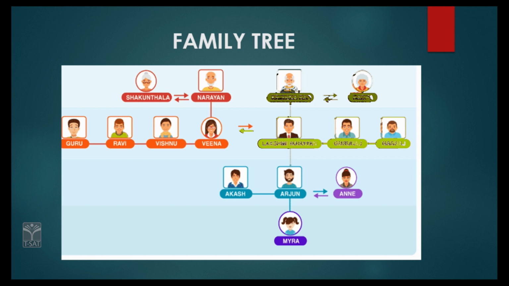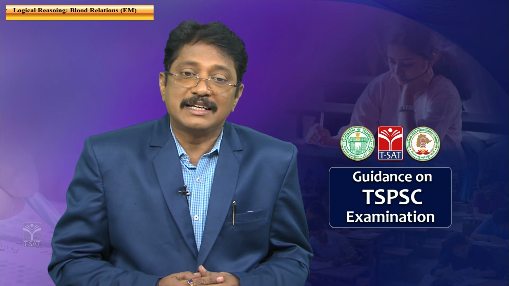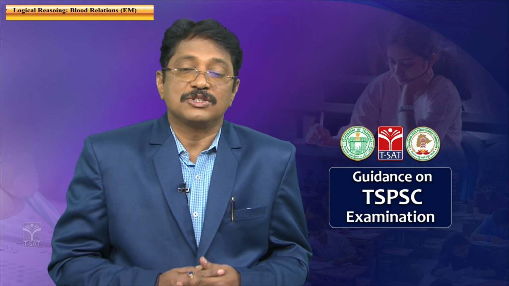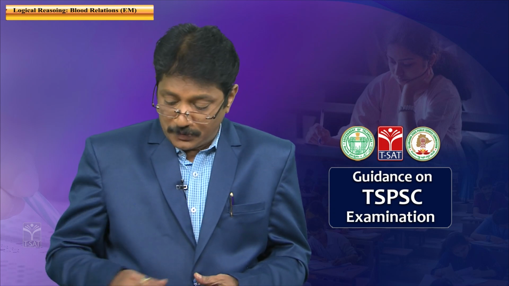And Lakshmi Narayan has 2 sons, Akash and Arjun. Arjun married Annie, and they have one daughter, Myra. So with respect to Krishna Rao, Myra is his granddaughter. We have so many relations in this family tree, so we will discuss them.